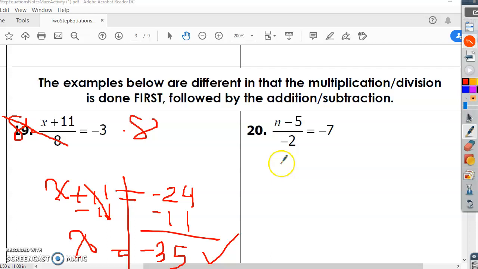And the last one is n is equal to 19. I'll leave that one for you guys to finish off on your own.